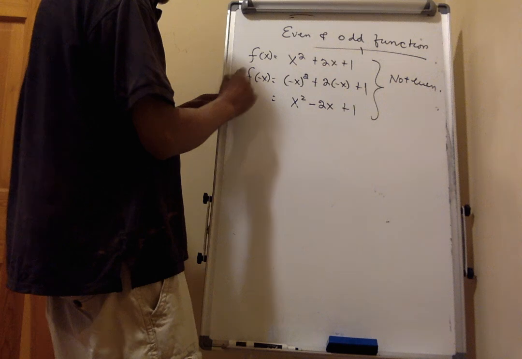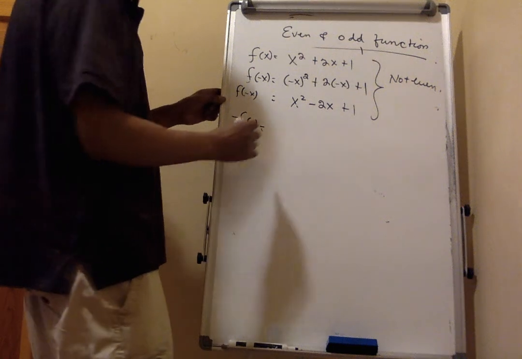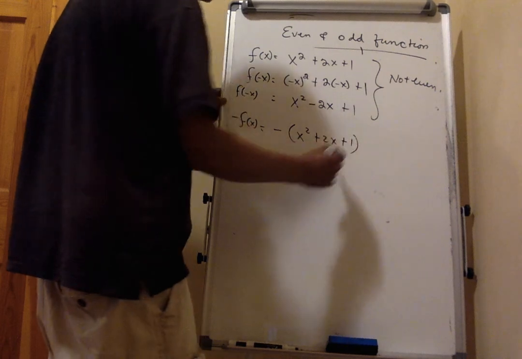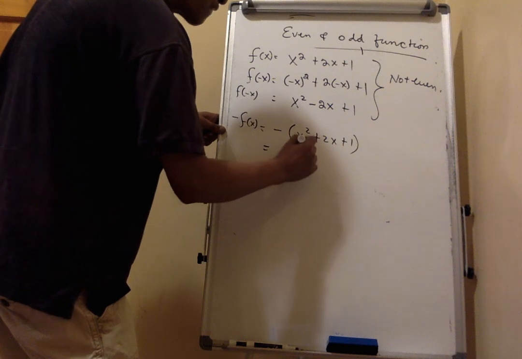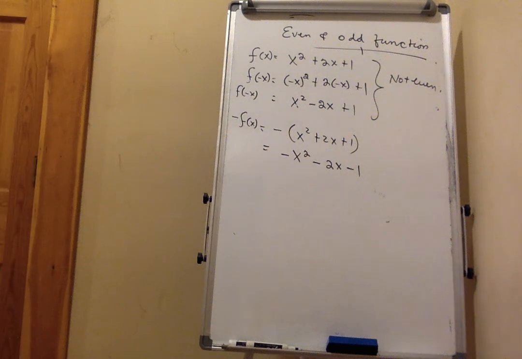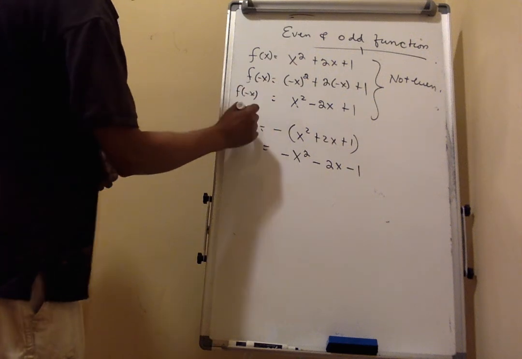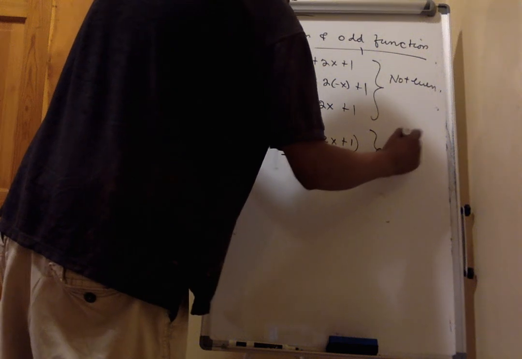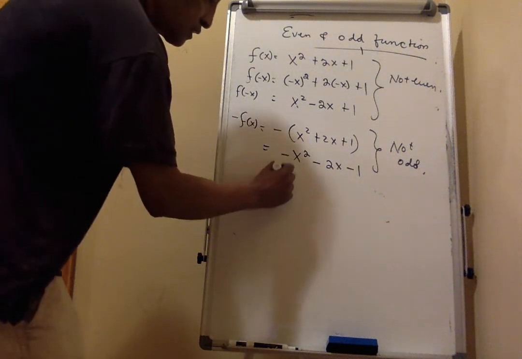Now, we know this is f of negative x. What would be negative f of x? If it is negative f of x, then you have the negative of x squared plus 2x plus 1. The entire expression would be negative, so you end up with negative x squared minus 2x minus 1, right? And because f of negative x is not the same as negative f of x, it's also not odd. When you see this, then you say neither.